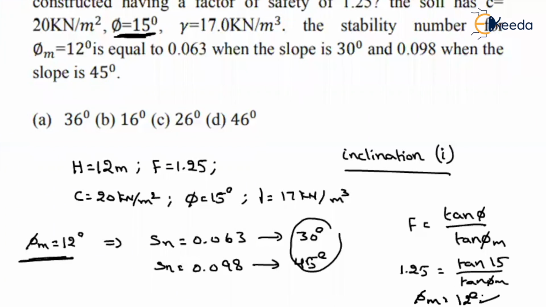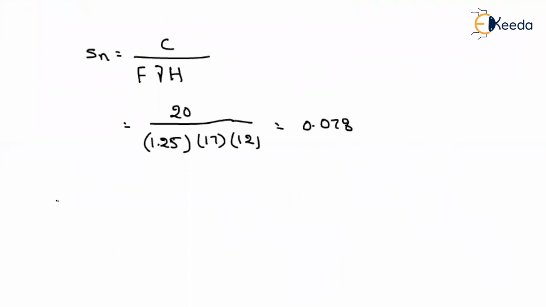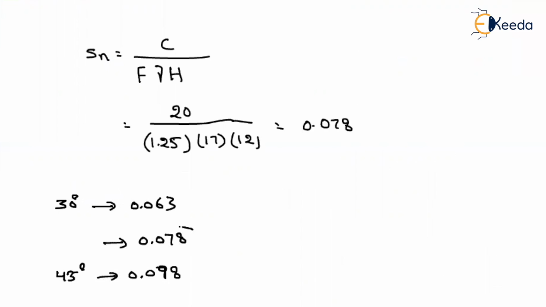Okay. Now corresponding to mobilized friction, what are the values? If your slope is 30 degrees, what is the stability number? That will be equal to 0.063. If your slope is 45 degrees, then what is the stability number? 0.098. But what we have to find? We have our value in between, 0.078. So for the stability number 0.078, what is the inclination?